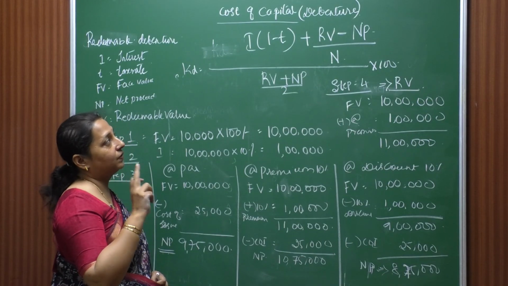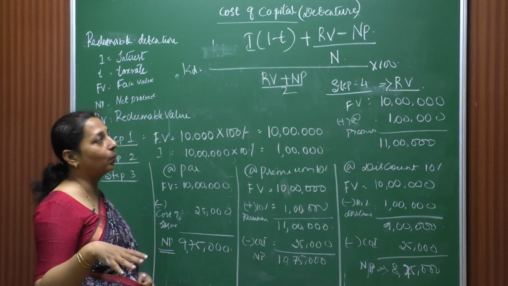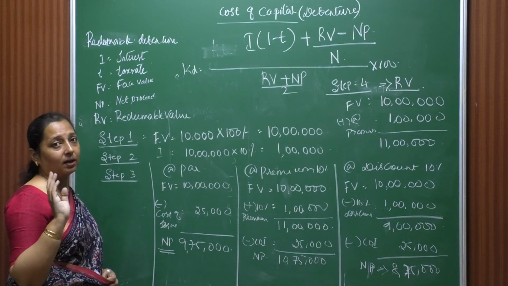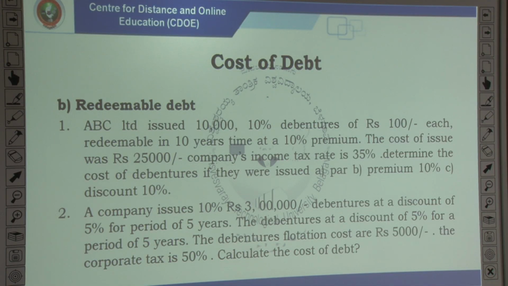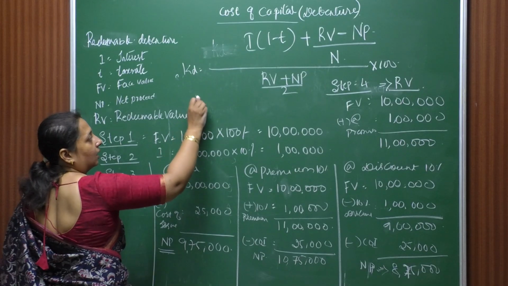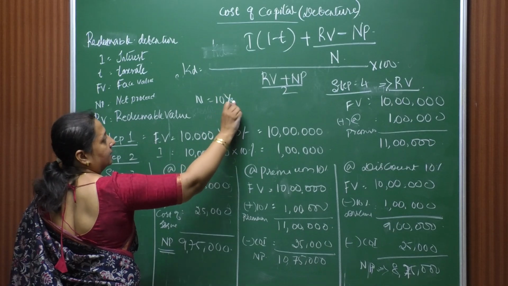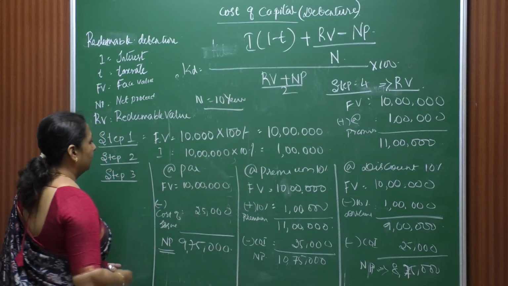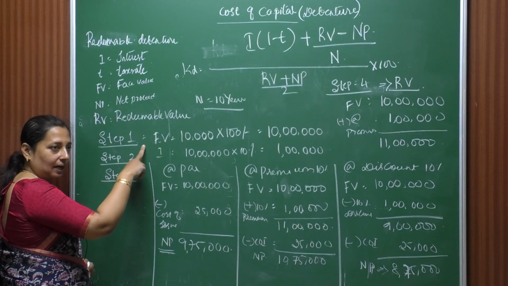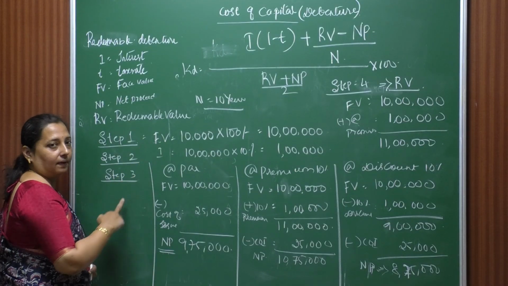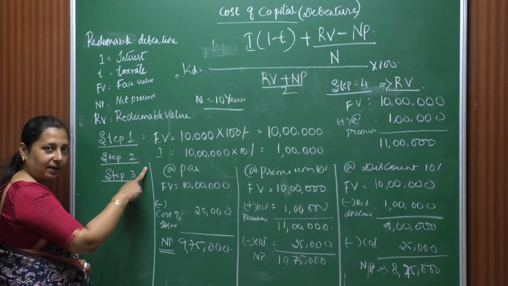RV: first we will calculate net proceeds, then we go with the other. N stands for the number of years. In the problem they have given it as 10 years. So N is equal to 10 years. So step 1 is to calculate the face value. Why do we need the face value? To calculate the interest and also the net proceeds. Step 2, interest we calculated.